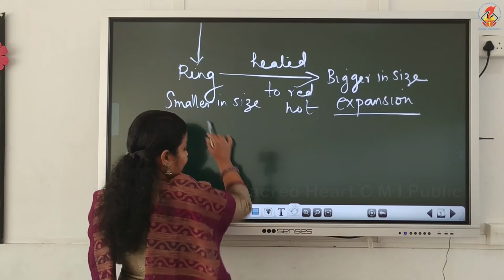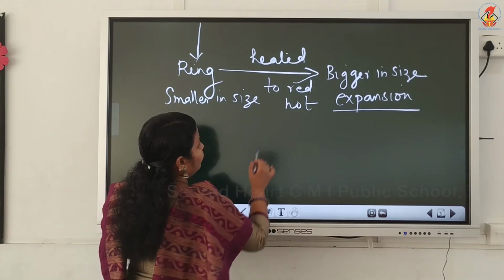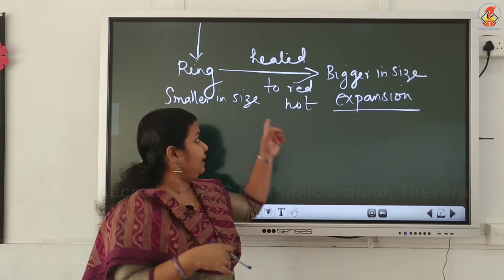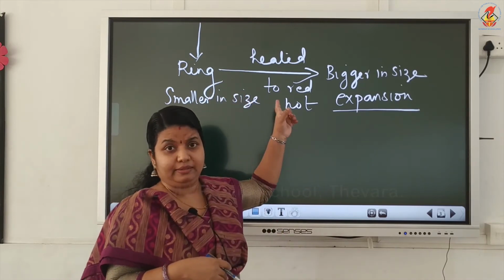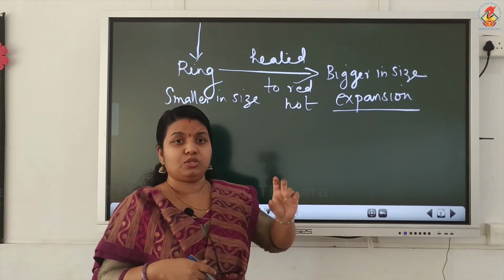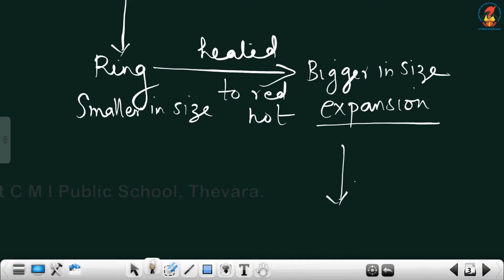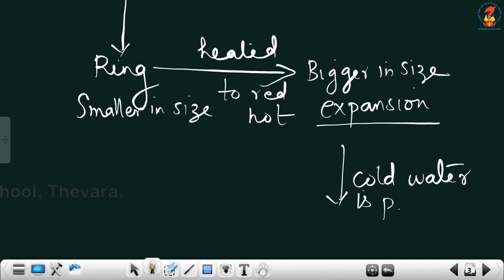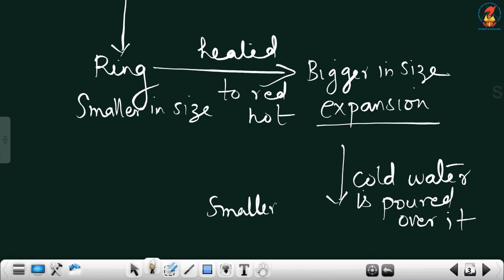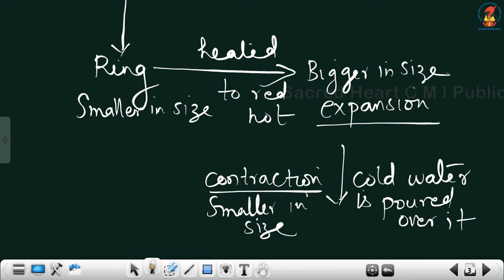Now sometimes the ring will be a little loose after fixing the wooden handle into the ring. So what is done is, cold water is poured over it. Now it is very hot, cold water is poured over it. Then what happens? It becomes a little smaller in size. That is called contraction. So upon heating, expansion, and upon cooling, contraction.